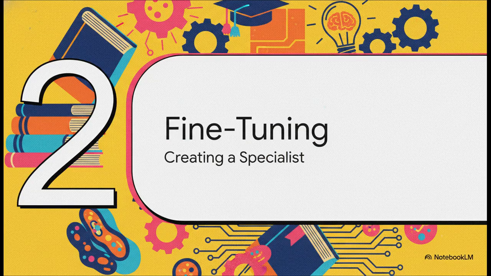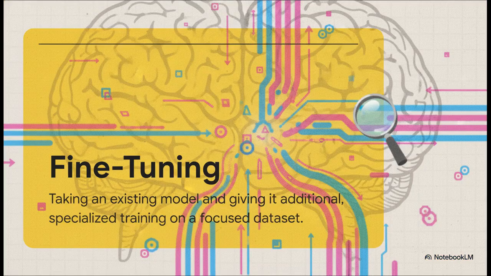All right, on to method number 2, fine-tuning. Now, if RAG is the open book test, think of fine-tuning as sending your AI to grad school. It's not just looking things up anymore. It's becoming a deep, focused expert in one specific subject. With fine-tuning, you take a powerful general-purpose model and you just keep training it. But this time, you use a very specific, hand-picked data set. You're not just giving it new facts to look up. You are fundamentally changing how the model thinks and responds when it comes to that topic.